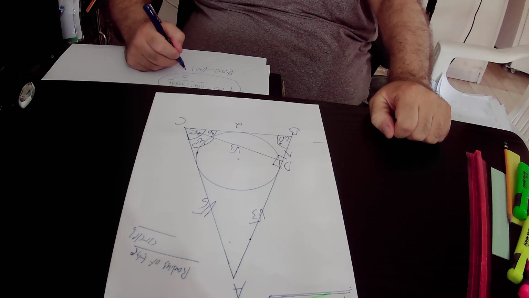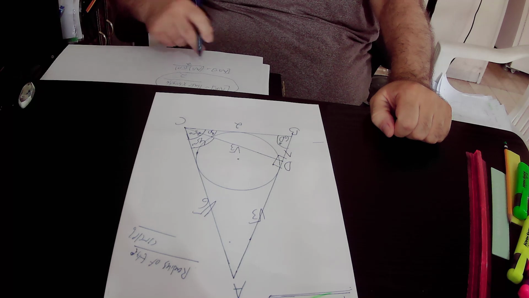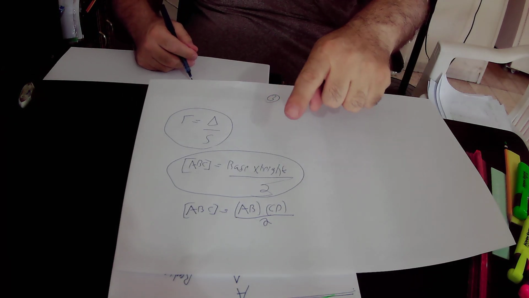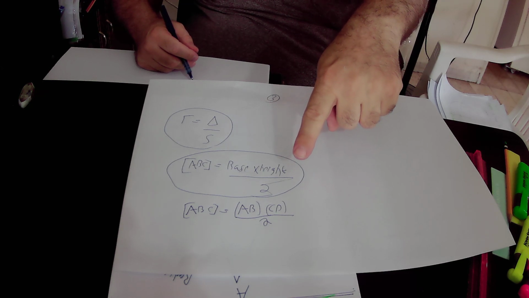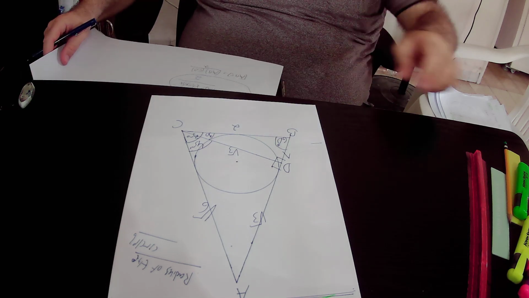So the height is CD over 2. I'll repeat again, the area of this specific triangle ABC equals the base AB times the height to the base, CD over 2.